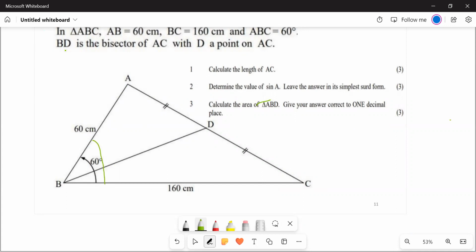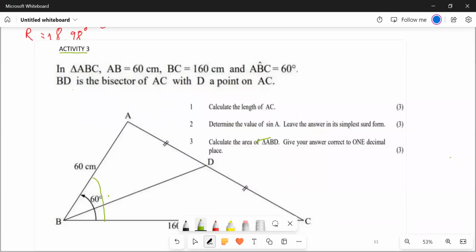And then they say BD bisects AC. It doesn't bisect B. You should be careful there. So this line BD bisects this side here. It cuts it into equal parts at D, which means D is the midpoint, if we're doing analytical geometry. And then they say D is a point on AC.